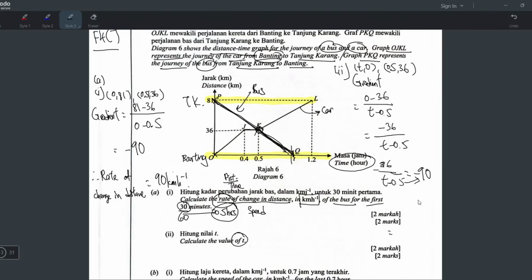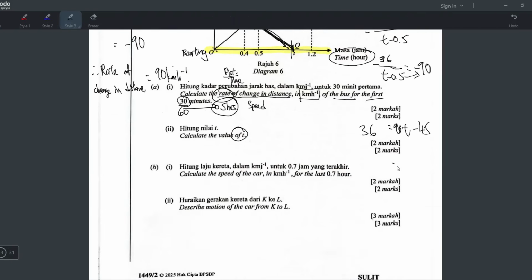Alright, so it will become 90 times T, 90T. And then the minus 90 times 0.5, 45. And then the 36 is still here. And these two negatives have disappeared. Alright, now we want to find T, so T must be single. So minus 45 moves over there. 36 plus 45, 81. So your T is 81 divided by 90.